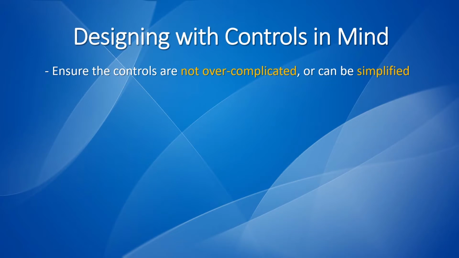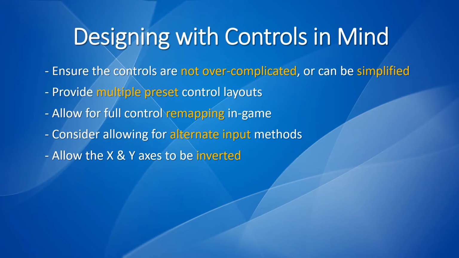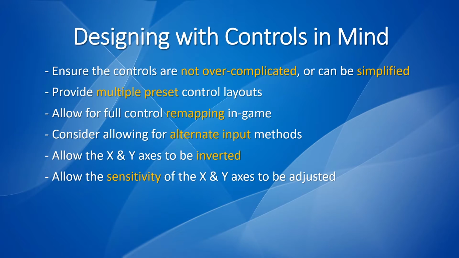So when designing with controls in mind and thinking about offering that flexibility, one way is to make sure it's not overcomplicated, or by offering a simplified control scheme like with FIFA. Providing multiple presets like Call of Duty and Halo, like I showed, can offer a great deal of flexibility. Allowing for full control remapping also offers flexibility. Considering alternate input methods, so again, back to Until Dawn, motion controls and stick controls help with that. Then simple things which are often included in everyday games anyway, like being able to invert the X and Y axes, and the sensitivity of the X and Y axes being adjustable.